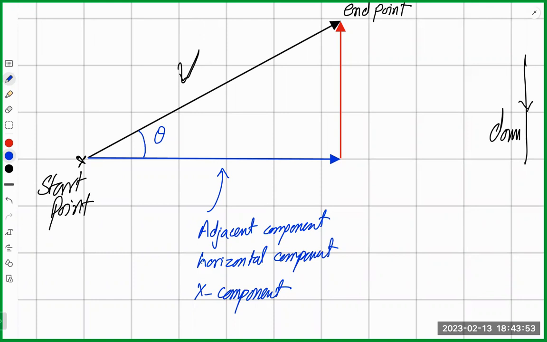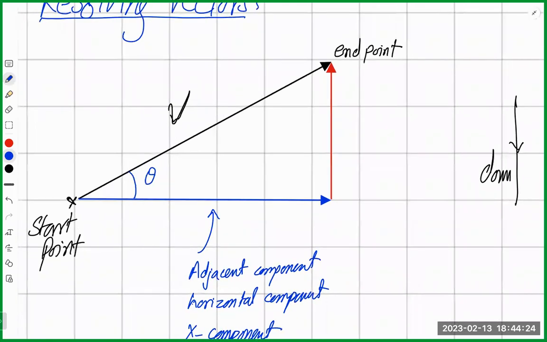And if there is no other reference, sometimes we will be dealing with situations where there is an inclined plane and the x-axis now becomes parallel to the inclined plane. Then there is no way of calling what component that is. It is neither horizontal nor an X component. In that case, we can say it is the adjacent component. So this blue component is the adjacent component or horizontal component.